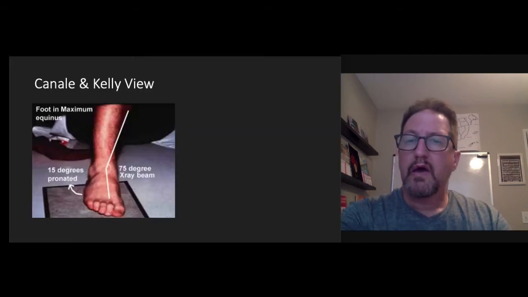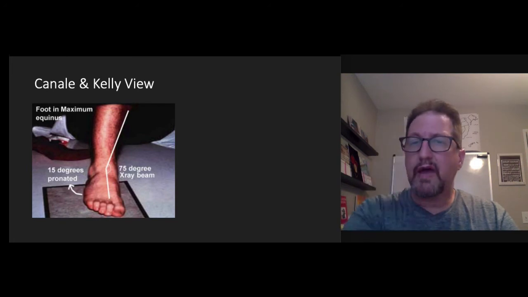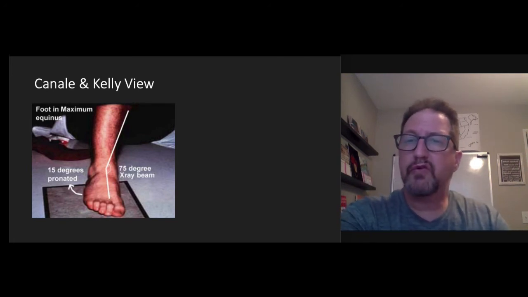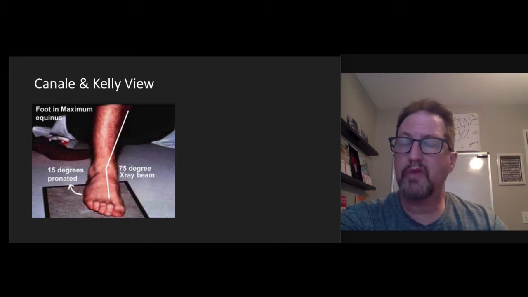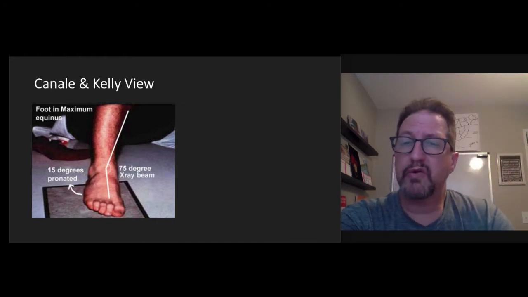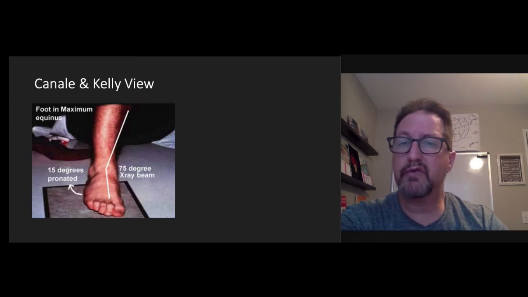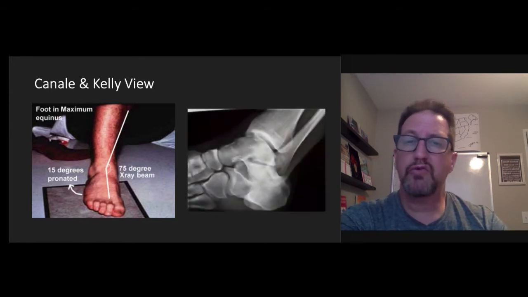Okay. Now, during the open reduction internal fixation of the talar fracture, there is a radiographic view that you obtain, and I want you to know what this view is. It's called the Canale and Kelly view, and you can see on the image that you've pronated or everted the foot about 15 degrees, and then you angle the X-ray beam about 75 degrees to the foot. And when you do that, you come up with an image that looks something like this.